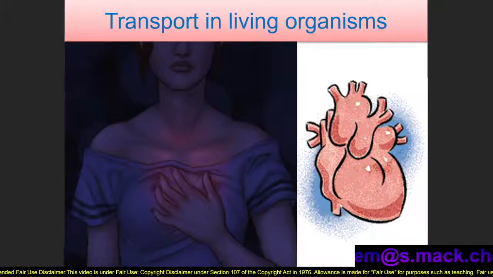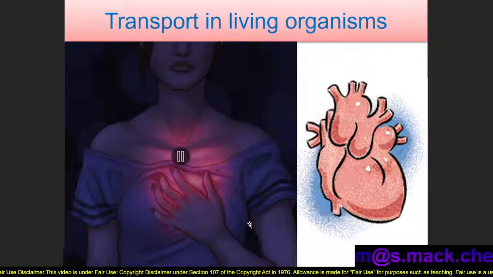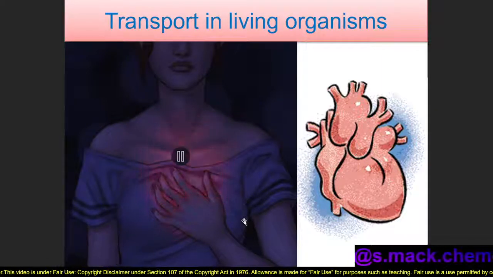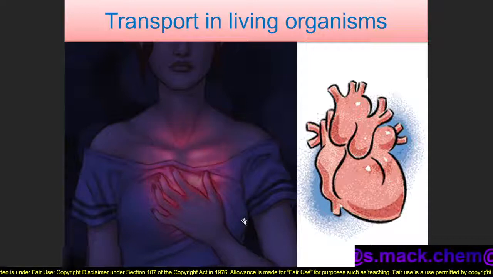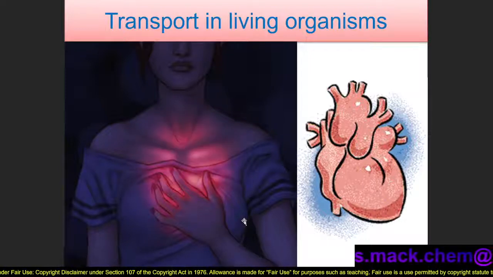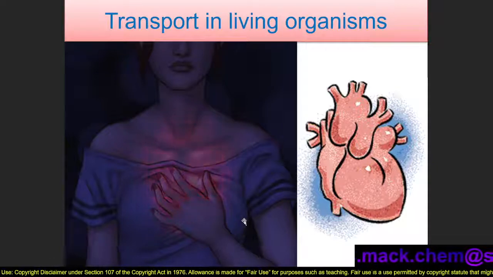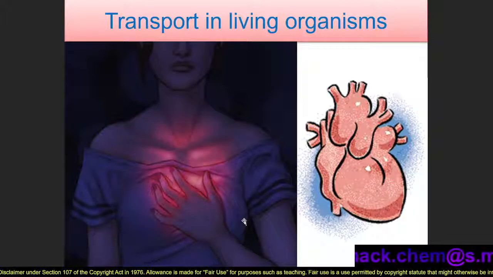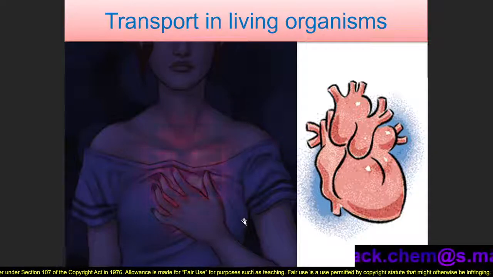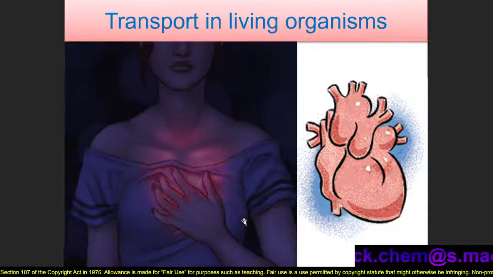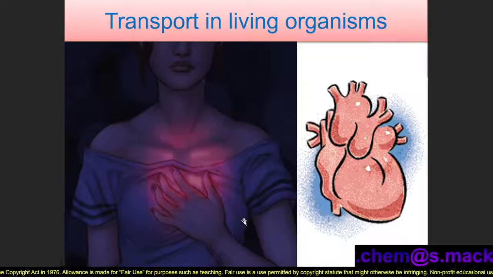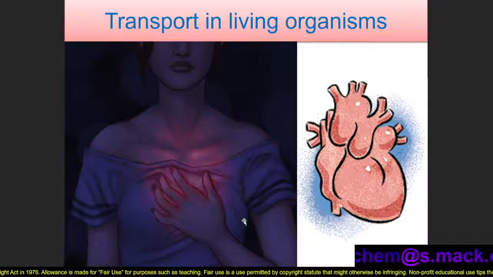Transport in living organisms. We'll be looking at transport in living organisms by looking at what is transported, where it is transported through, and how it is transported. And so my introduction is a little vague, so as we go through the topic, it will become clearer.